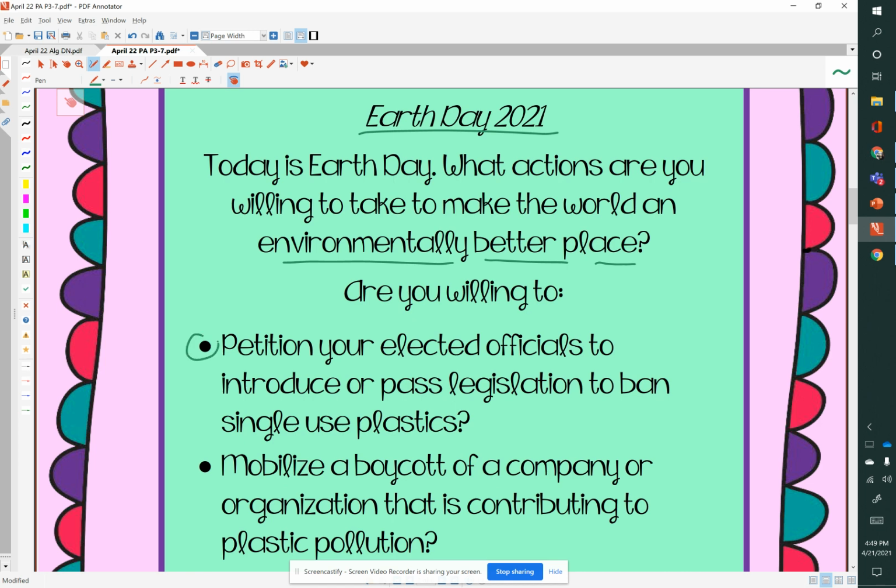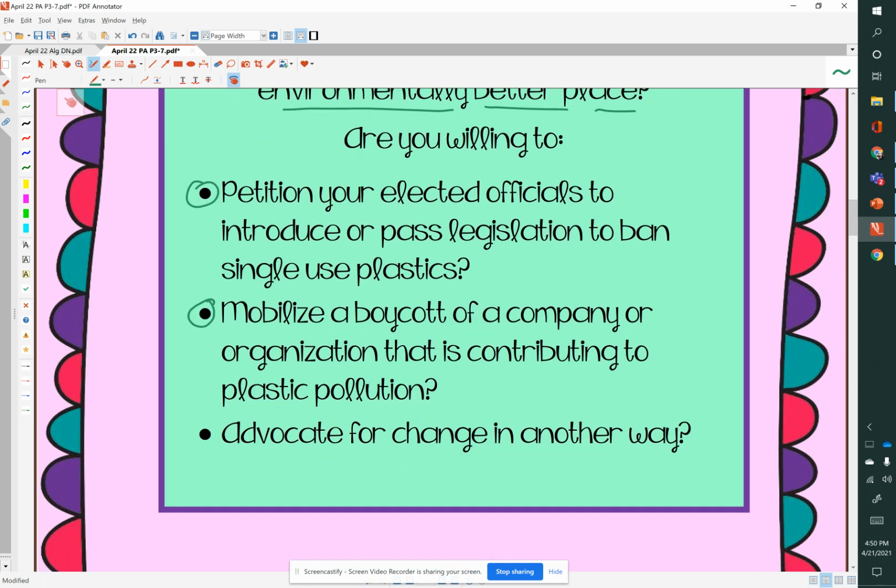Are you willing to petition your elected officials to introduce or pass legislation to ban single-use plastics? That means, are you willing to write to the people who make the laws and say, hey, single-use plastic, things that we only use one time, really clog up our environment. Let's ban them. Or are you willing to mobilize or organize a boycott of a company or organization that is contributing to plastic pollution? So, if you know a company is creating these single-use plastics, are you willing to boycott them even if you like their product?